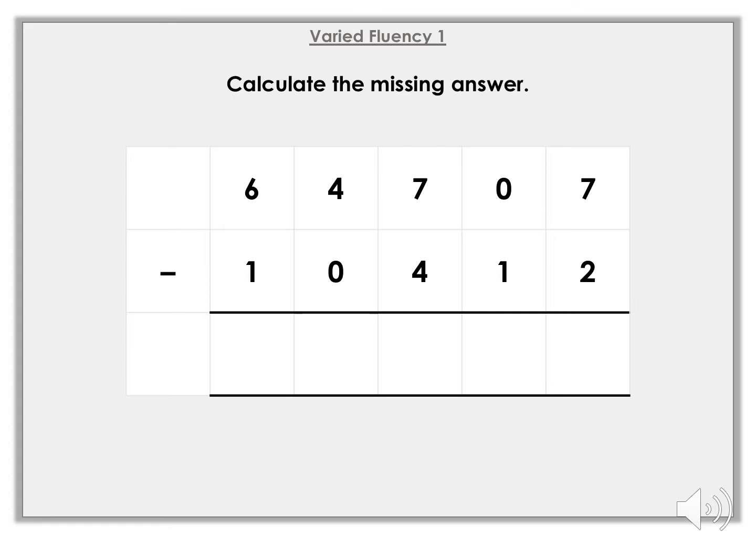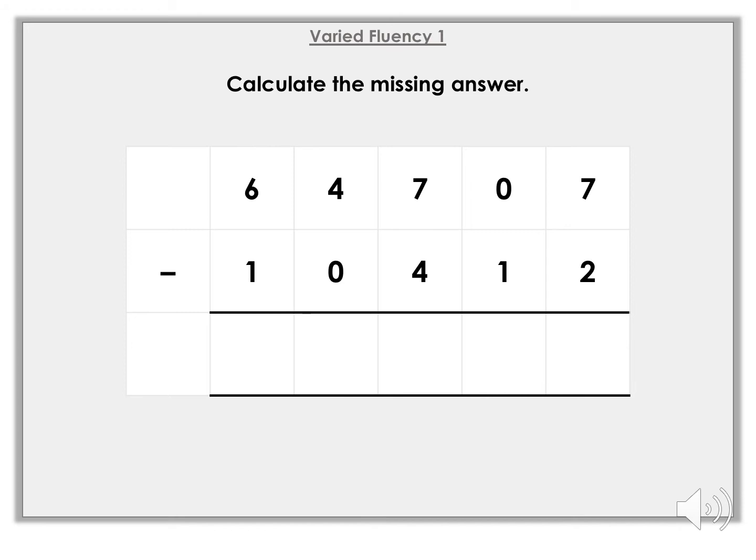Okay, just to start off, we've got a simple column subtraction. You have got 64,707 subtract 10,412. And just like the addition, we always start in the furthest right column, in the ones column, and you say, what is 7 subtract 2? It is, of course, 5.